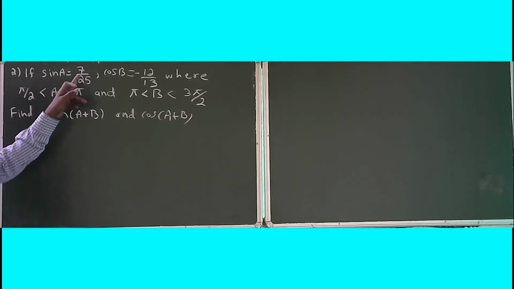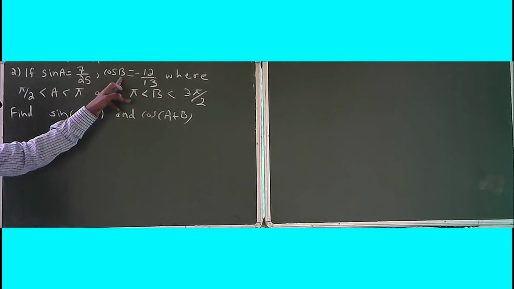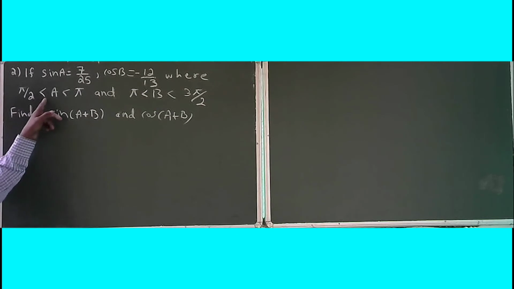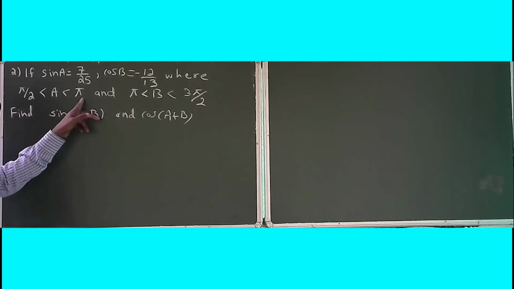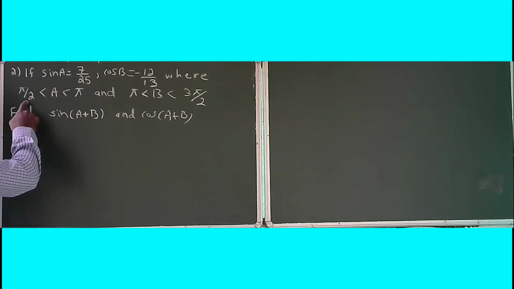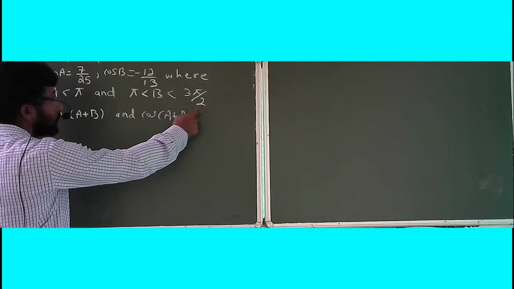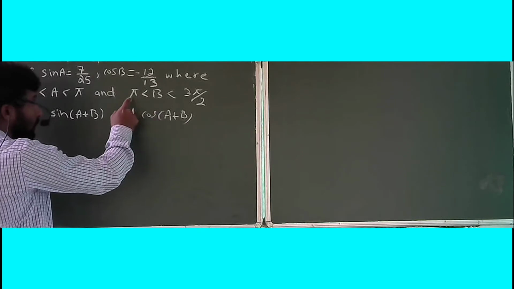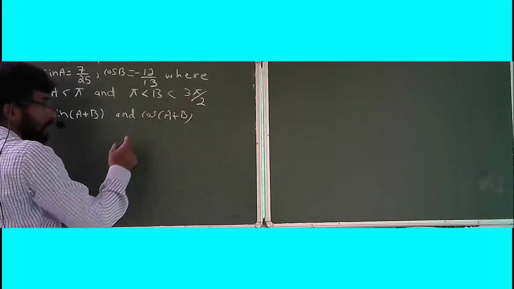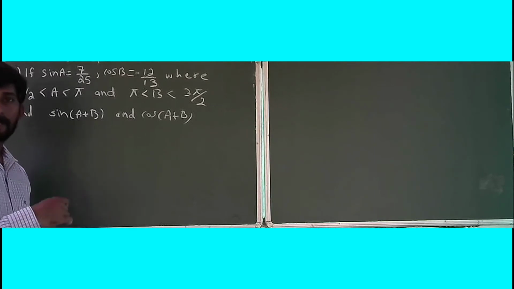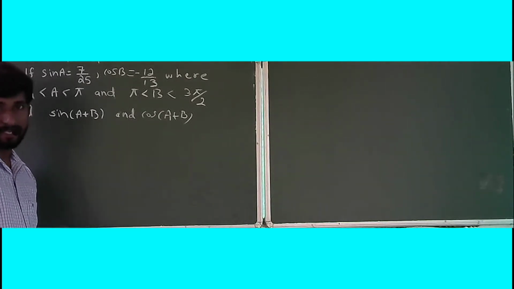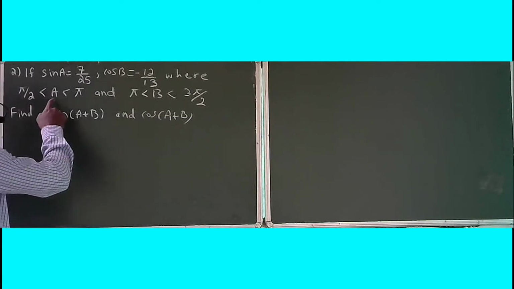If sin A is equal to 7 by 25, cos B is equal to minus 12 by 13, where pi by 2 is less than A less than pi. That means your angle varies from 90 degree to 180 degree. And pi less than B less than 3 pi by 2. That means your B varies from 180 degree to 270 degree. Now see, in the previous problem, both A and B belong to the same quadrant. But here, A belongs to one quadrant, B belongs to another quadrant.